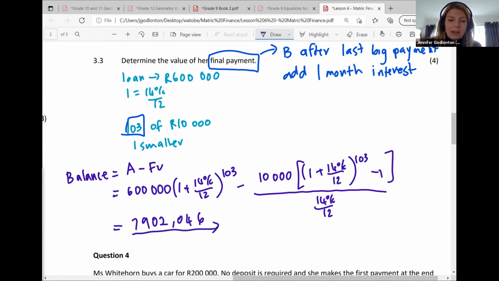Now we need to take into account that it's sitting in the account for another month of interest. Oh my goodness, Kanya, that answer is 100% right. Well done.